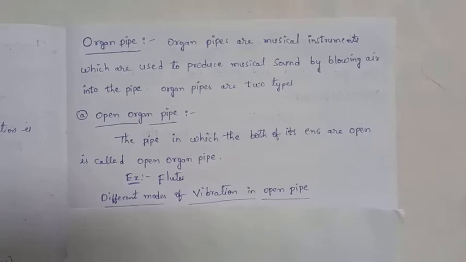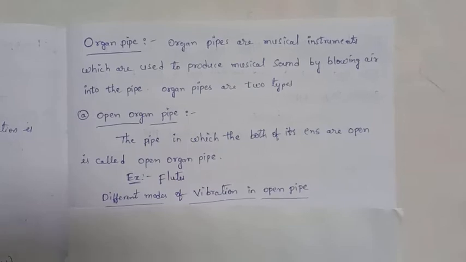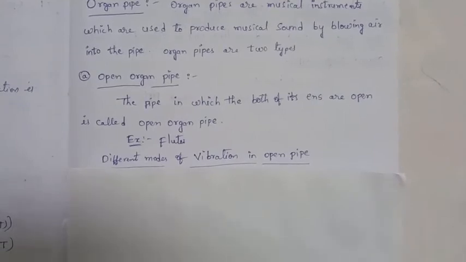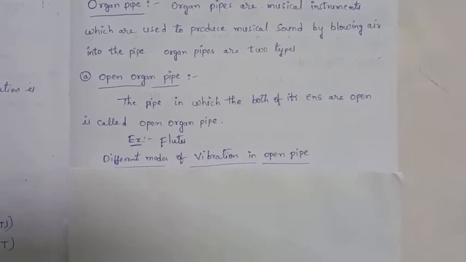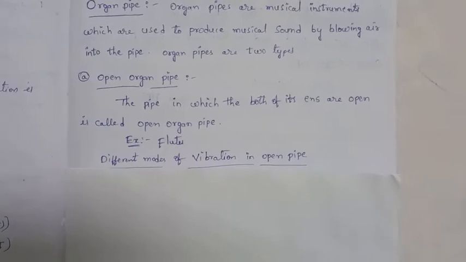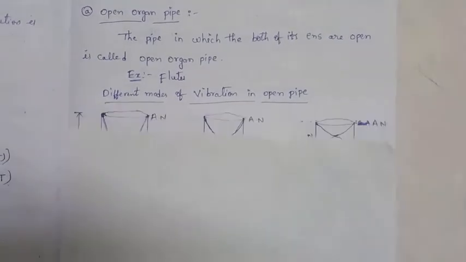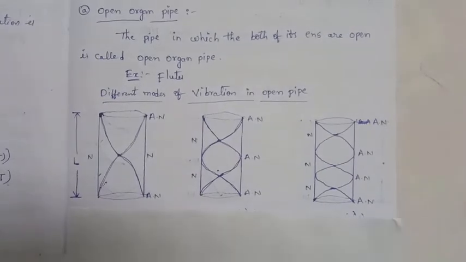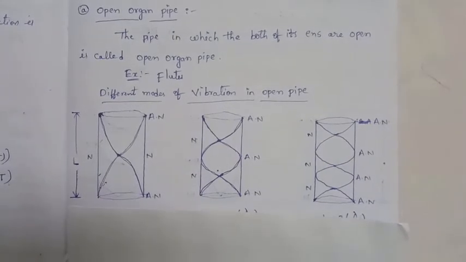One is the open organ pipe. What is an open organ pipe? Open organ pipe means that both the ends of the pipe are open. That is called the open organ pipe. Especially for example, the flute. So we are playing the flute. For that flute, the two ends are open. So this is the example for the open organ pipe.